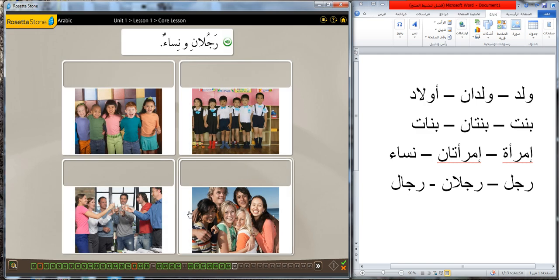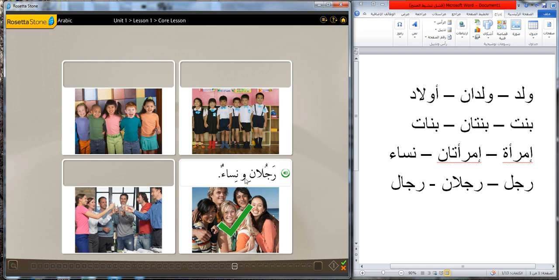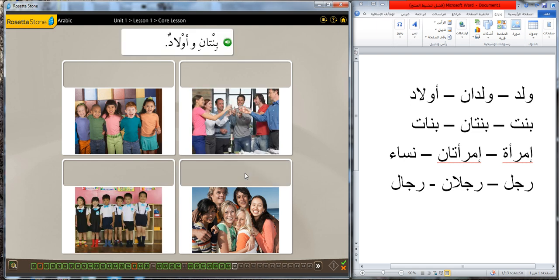رجلان ونساء. So رجلان, 1 2, two men, and نساء, women. 1 2 3 4. Okay. بنتان وأولاد. بنتان, two girls. أولاد, boys. So 1 2, 1 2 3 4.